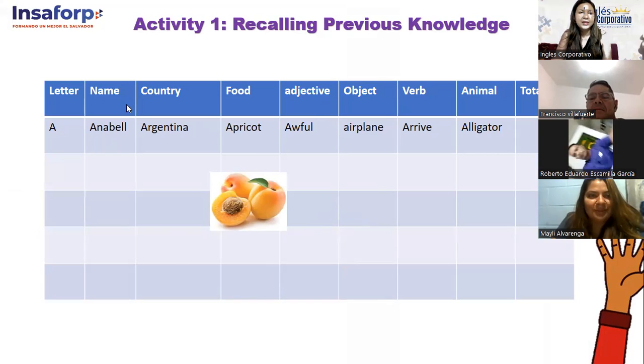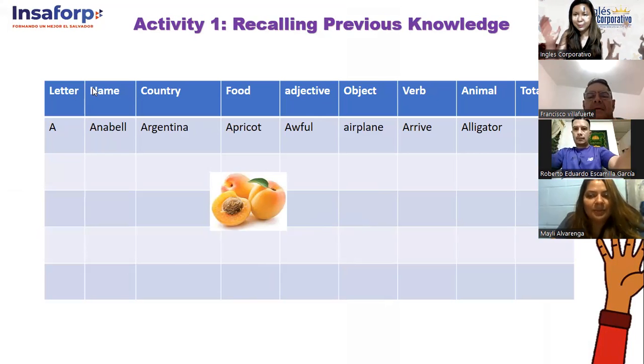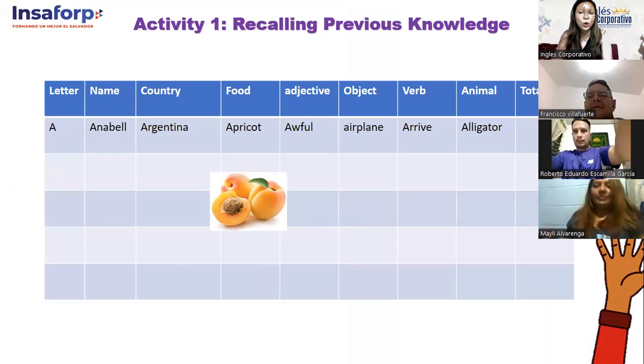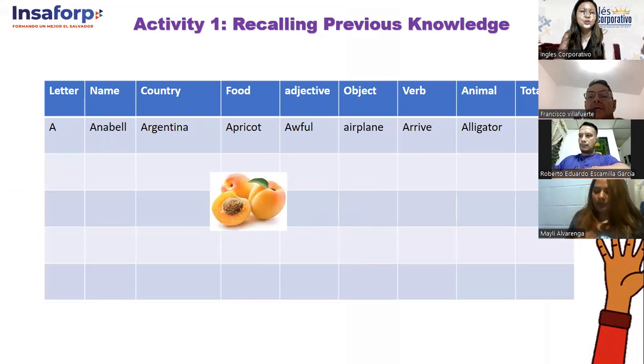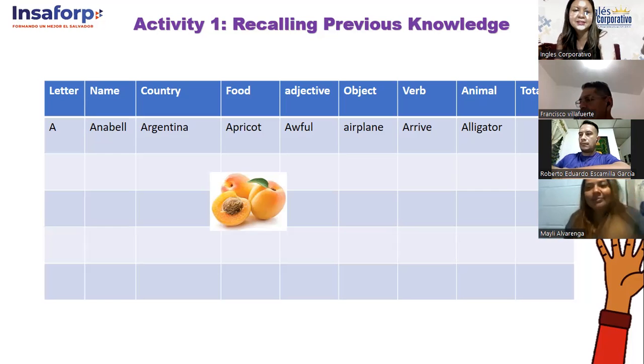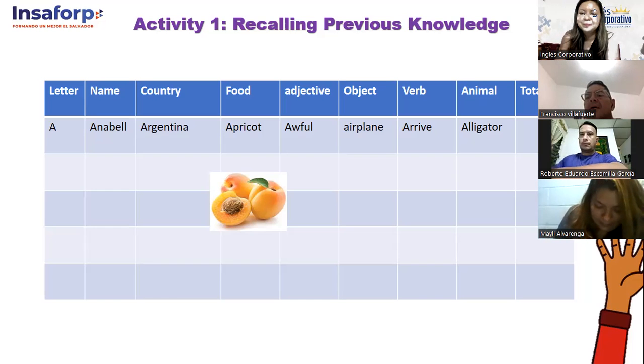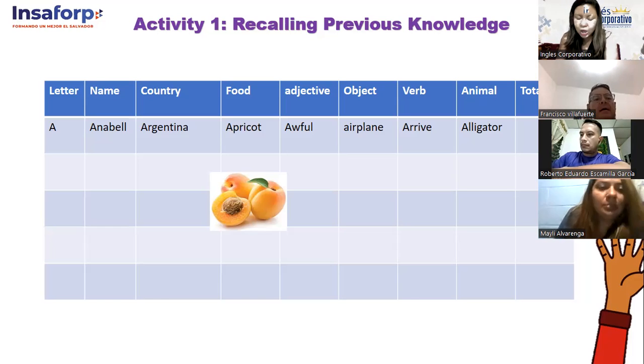What you're going to do, guys, is copy in your notebook this table, this chart. It has 1, 2, 3, 4, 5, 6, 7, 8, 9 columns, okay? You need to copy it in your notebook. The columns are: letter, name, country, food, adjective, object, verb, animal, and total.